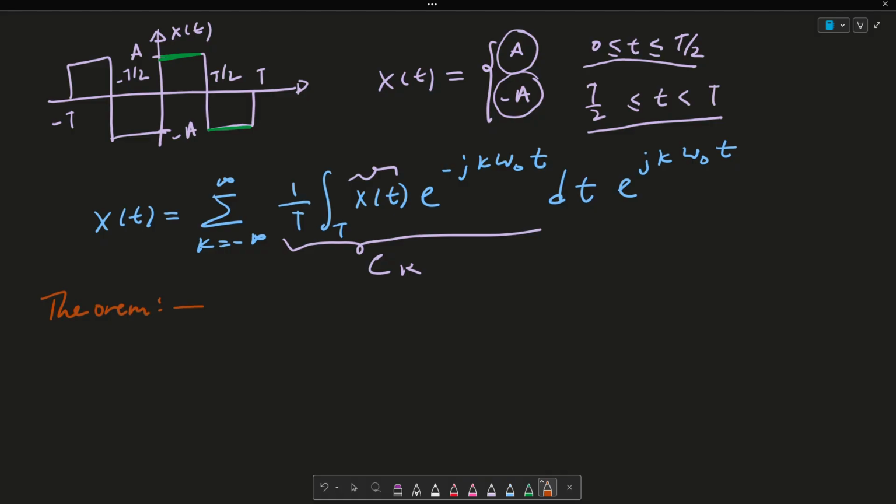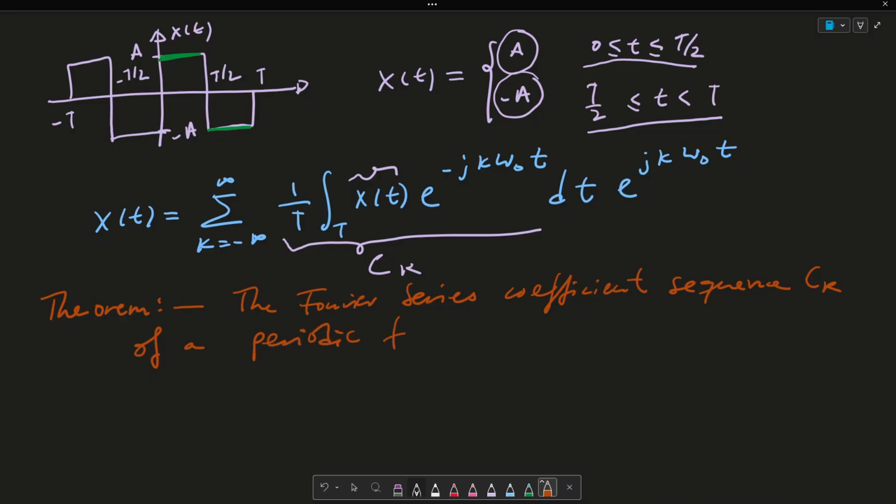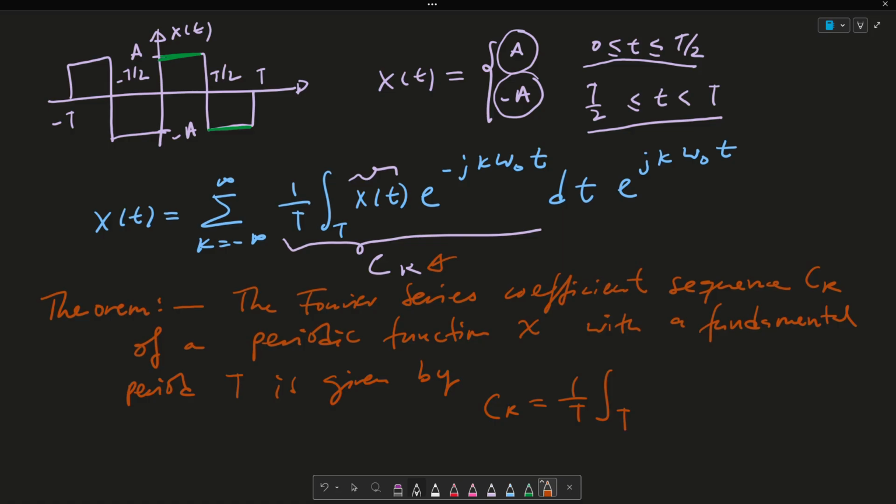That says that the Fourier series coefficient sequence ck of a periodic function x with a fundamental period T is given by, again, this guy right here, ck, which is equal to 1 over T integrated over the period of x of t e to the minus j k omega naught t dt.